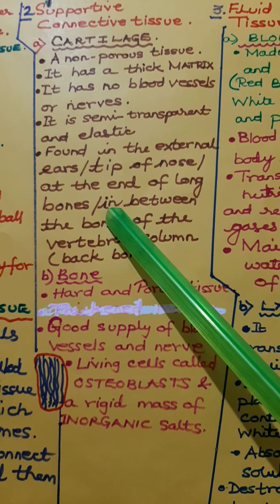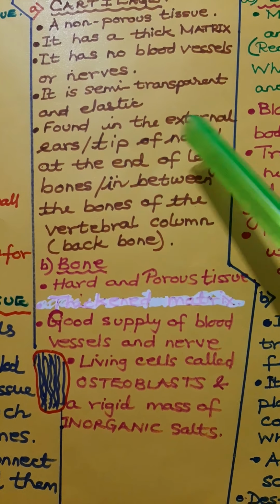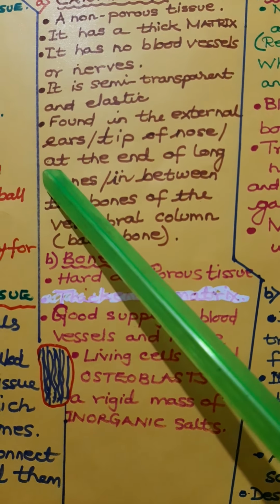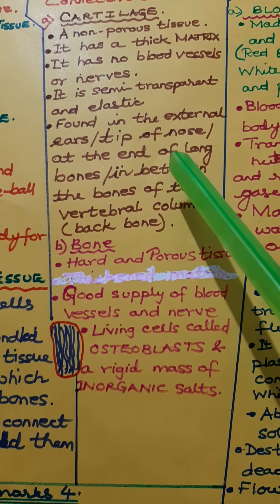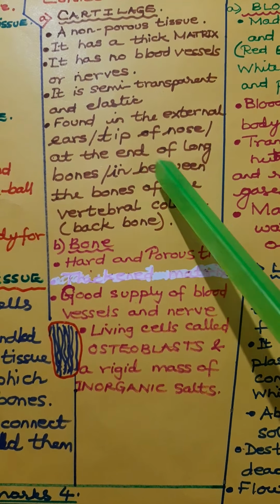Okay? Now, where are they found? Found in the external ears, tip of nose, at the end of long bones, in between the bones of the vertebral column. Vertebral column is the backbone. The vertebral column actually has vertebrae, small bones making the vertebral column. In between those small bones of the backbone, cartilage is also found.